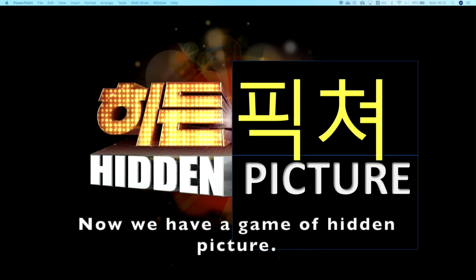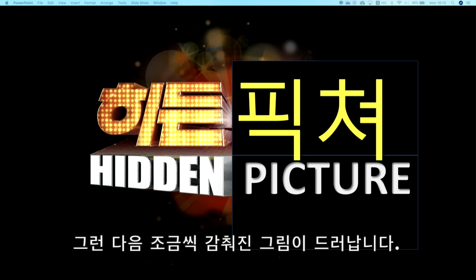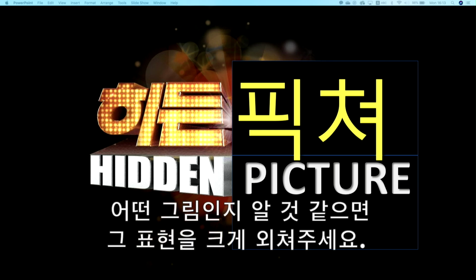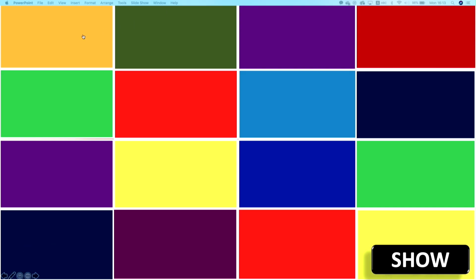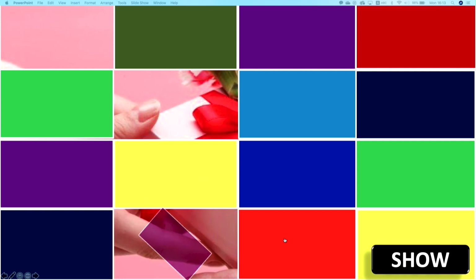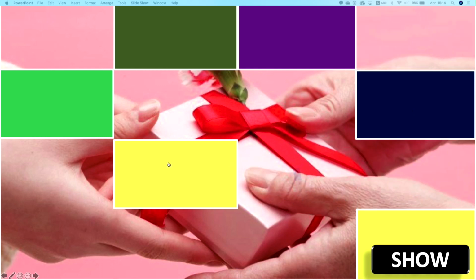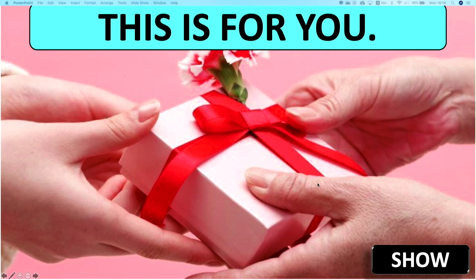Now we have a game of hidden pictures. You are going to see a picture, but it's perfectly hidden under the shapes. And then it's going to show a bit by bit. All the pictures are related to our key expressions in this chapter. So when you figure out what the picture is about, then say the complete sentence out loud. Are you ready? Let's go. This is for you. Next one.